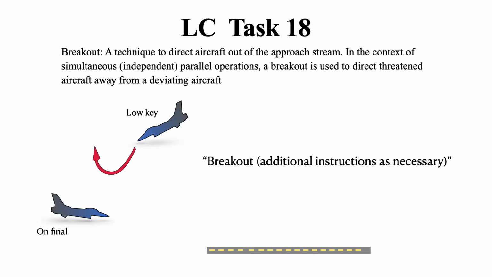A breakout is a technique to direct aircraft out of the approach stream. In the context of simultaneous independent parallel operations, a breakout is used to direct threatened aircraft away from the deviating aircraft. So in this example, I have an F-16 going from low key to base key and an aircraft on final. So how that would sound, you would issue that breakout instruction: breakout, climb to high key, traffic, F-16 3-mile final.